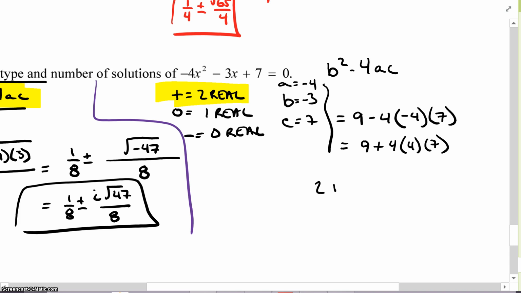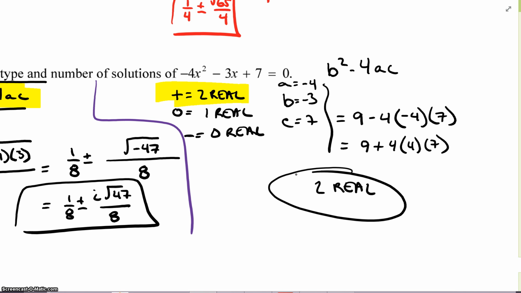That's all we need to do for that one. Just find out if the discriminant is positive, 0, or negative. So there's 2 real. So that's the answer to number 20. All right. I hope that helps. That is the 20-question review for the test.